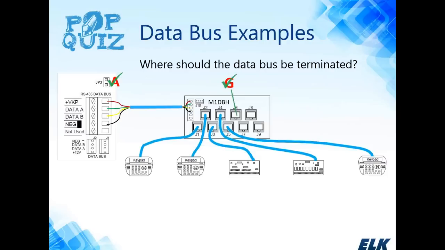All right, A and G. A, because we have the one single home run coming to the hub, and G, because it's the first unused port. So we include a terminating plug that has the resistor built into it, and that would plug directly into J6 in this example.